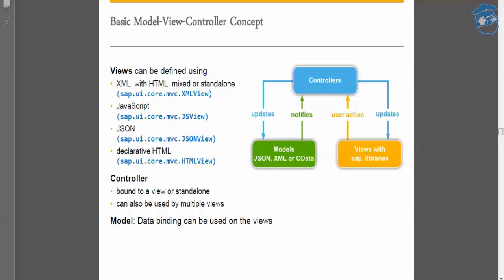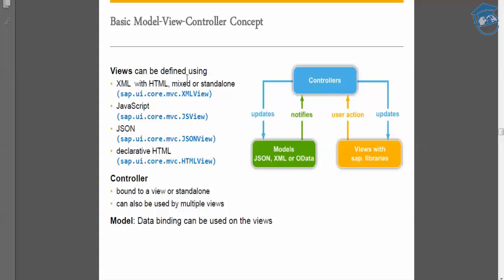Whenever we talk about JSON and XML, those are static. Static means it can be used locally. OData is a remote call. That will be discussed when the OData concept is discussed. So basically there are three models: JSON, XML and OData. And when we talk about views, we have HTML view, JS view, JSON view and XML view. And controllers are always JavaScript, JS.